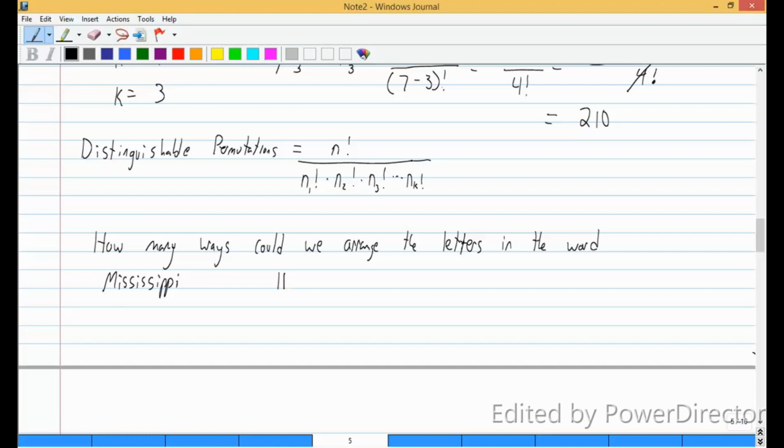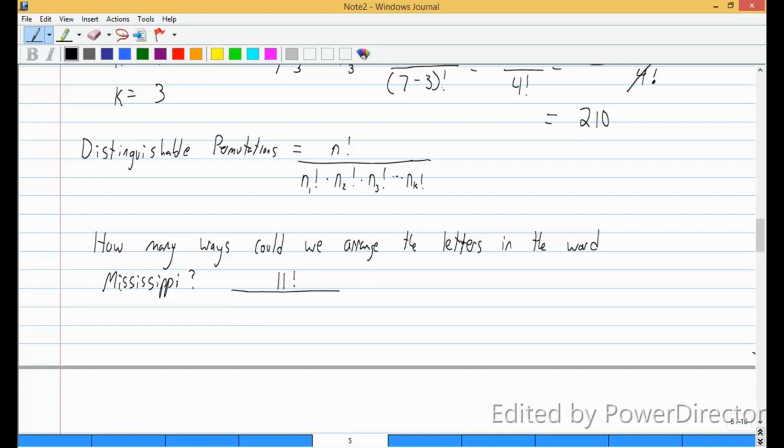So our numerator is going to be 11 factorial divided by, all right, which letters are repeated? We need to see, are any of the letters repeated? Of course they are. That's why we chose this word. There's only one M. So you don't have to put a 1 factorial in the denominator. That wouldn't do anything, but you can if you want to.